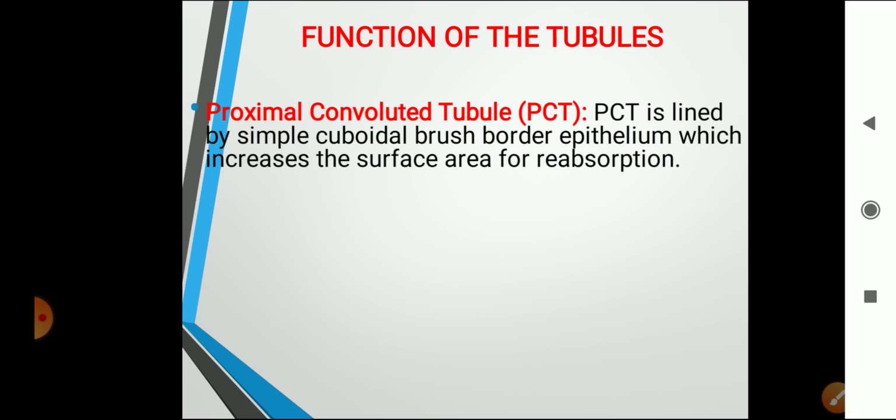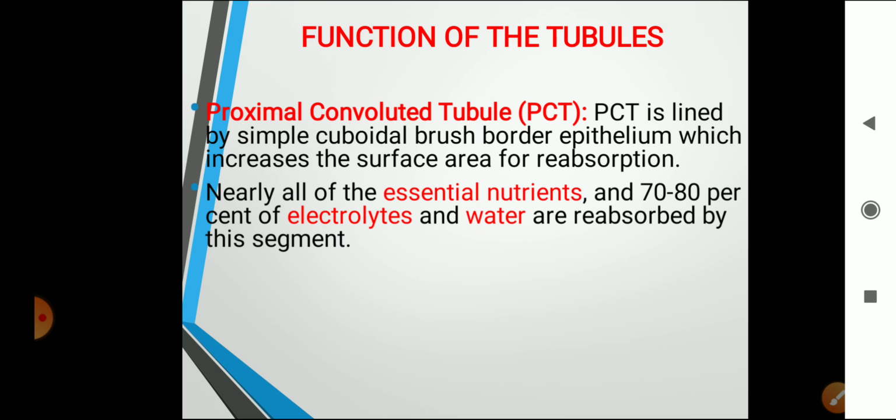Hope you all understood. Now let's see the functions of the different parts of the nephron. We have studied the function of the Bowman's capsule and the glomerulus. Its main function is glomerular filtration. So now we mainly concentrate on the functions of the tubular part, that is the tubules. The first part is the proximal convoluted tubule. It is lined by simple cuboidal brush border epithelium, which increases the surface area for reabsorption.